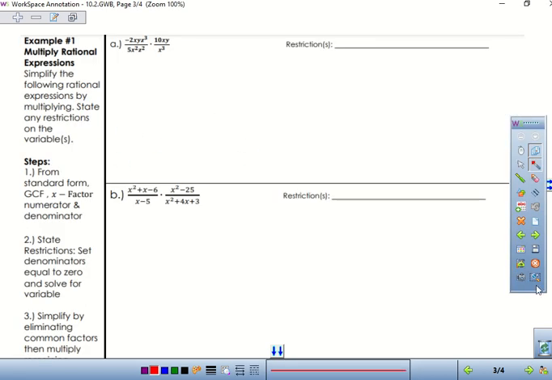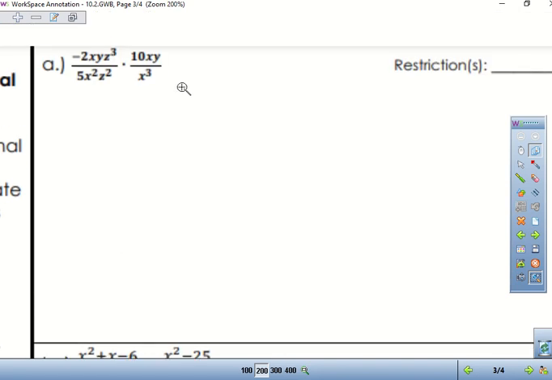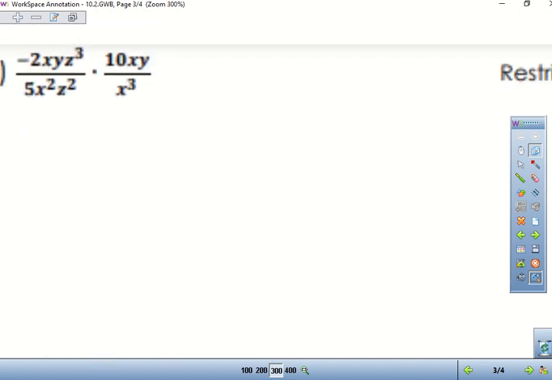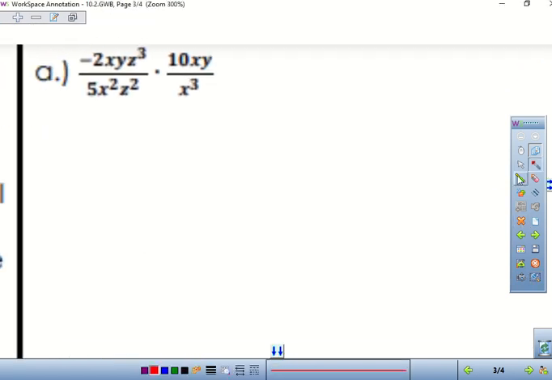So the first one we're going to look at is letter A. So as you can see on letter A, it's all monomials. There's no binomials, so there's really no factoring involved. It's more about actually canceling stuff out. So on these questions, I'm going to do it two ways. Okay, I'm going to show you how to do it by canceling first, and then the other way I'm going to show you by multiplying first. These ways both work perfectly fine.